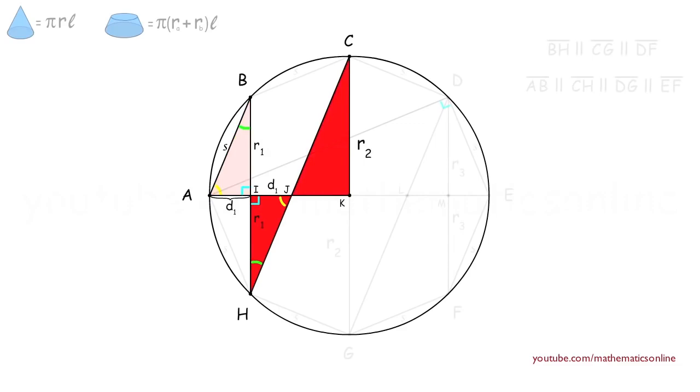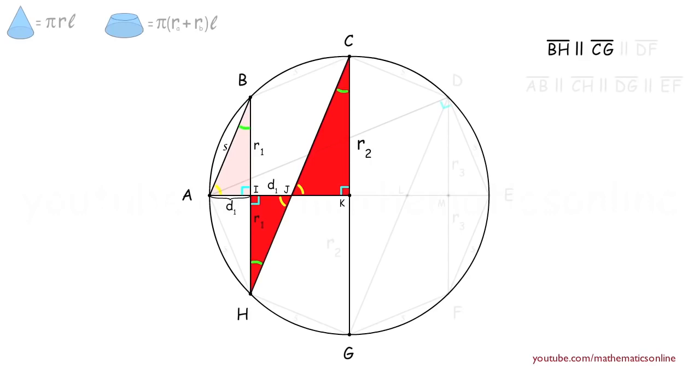Next, let's look at these 2 triangles. The vertical angles are equal, and since line BH is parallel to line CG, the alternate interior angles are equal. Notice that both triangles have all the same angles. If at least 2 angles of one triangle are equal to 2 angles of another triangle, then both triangles must be similar.